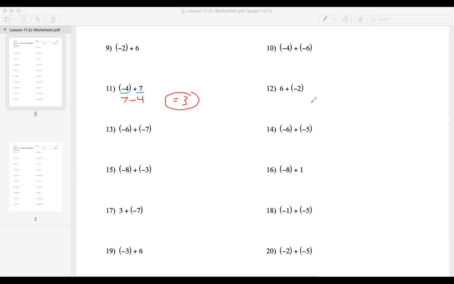All right, do number 12. They're both different signs. So we do 6 minus 2. That gives us 4. Okay, go back to the original one. More positives or more negatives? More positives. And the answer is 4. We got 3 and 4 for 11 and 12.